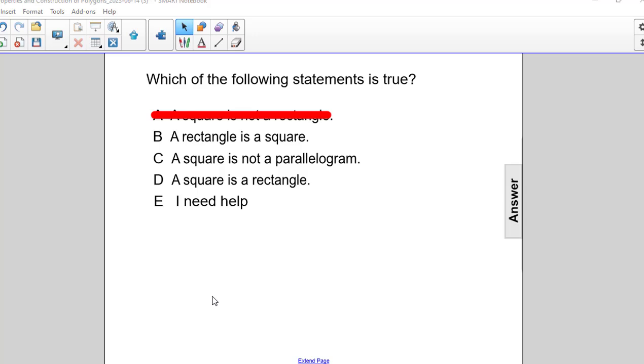Now let's take a look at statement B. A rectangle is a square. And for this, all I need to do is to find a rectangle that is not a square, and I proved it wrong. Here's a picture of a rectangle that is not a square. So that proves that statement B is also false. I'll cross that off.